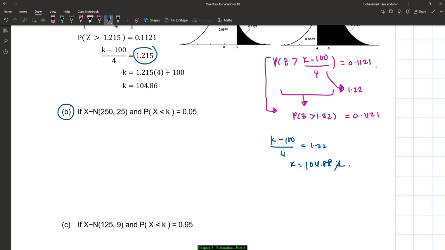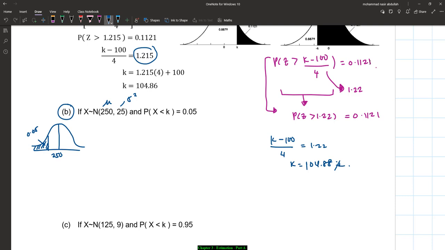For part B, we have mu equal to 250 and sigma squared is 25. We want to find k such that the probability of x less than k is equal to 0.05. So first step, let's try to draw the situation. So this is 250, right? The probability of x less than k, 0.05, should be on the left hand side.